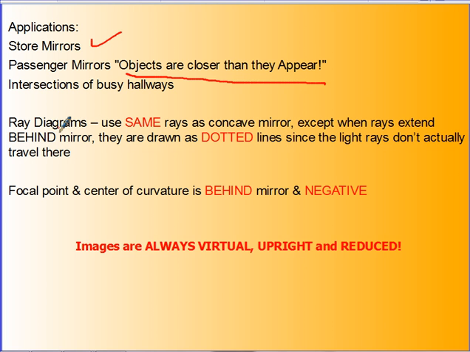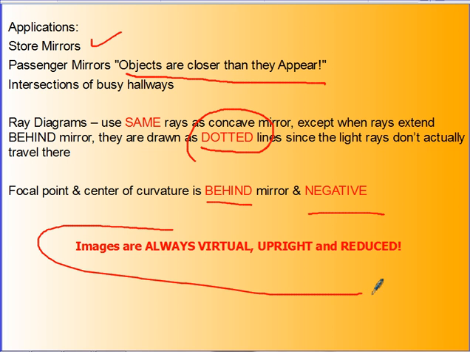Now, ray diagrams are always interesting. We use the same rays as a concave mirror, and we're going to get into what those are. Except whenever you have rays behind the mirror, we draw those as dotted lines because the rays aren't really there. So remember, the focus is behind the mirror and it's negative, and the images are always virtual, upright, and reduced.